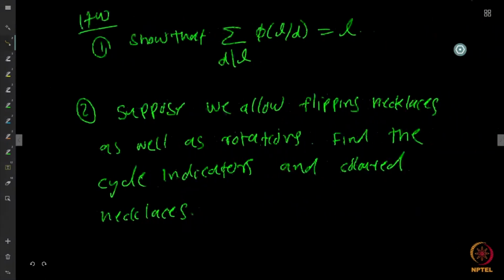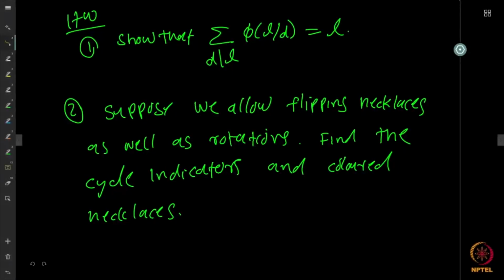And here are some homework questions. Show that the summation over all divisors D of L, phi of L by D, equals L. And the second question asks you to show that if we allow flipping of necklaces as well as rotations, right? Instead of just rotations, we also allow flipping or taking mirror images. Find the cycle indicators and the colored necklaces. Okay, so try to solve this question.